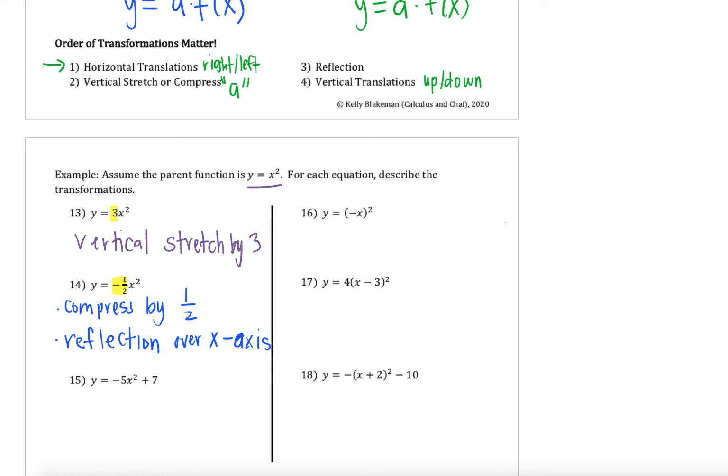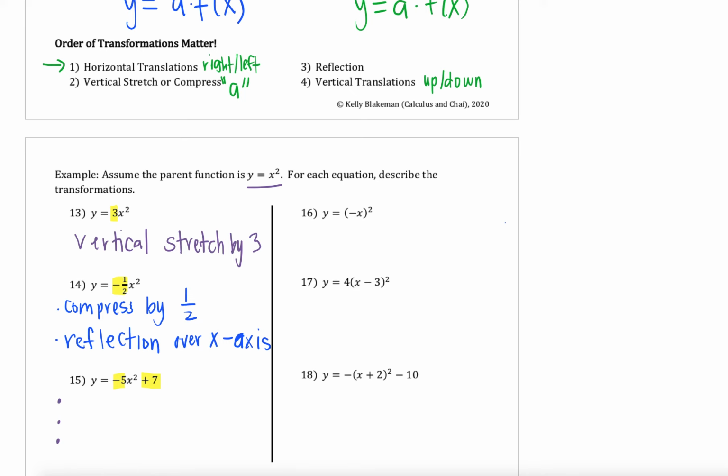Let's look at example 15. So here we have -5 x squared plus 7. So we have quite a few things going on here. We have the -5 that's being multiplied as well as the plus 7. How many transformations do you guys think we have in example 15? We actually have 3. And we're going to want to list these in order to get some practice.